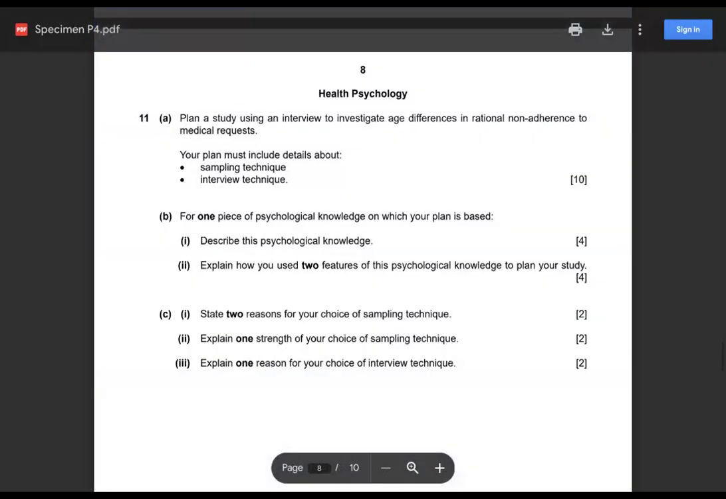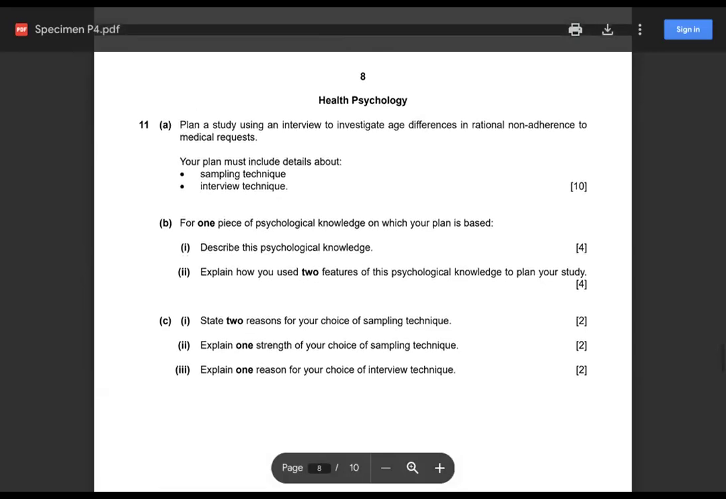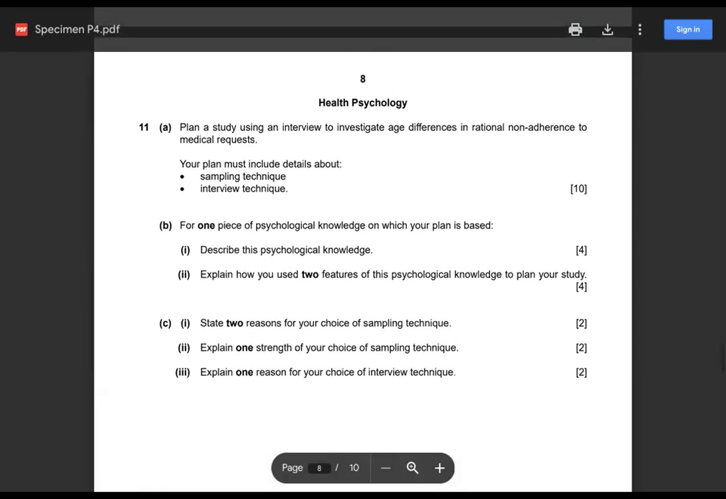So we are looking at health psychology. Plan a study using an interview to investigate age differences in rational non-adherence to medical requests. Your plan must include details of a sampling technique and an interview technique. The previous one included sampling technique and a directional, non-directional hypothesis. Over here, it's saying interview and sampling technique. And the rest of the questions are the same.